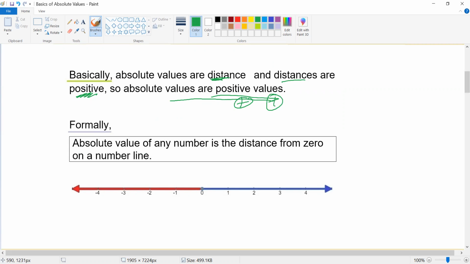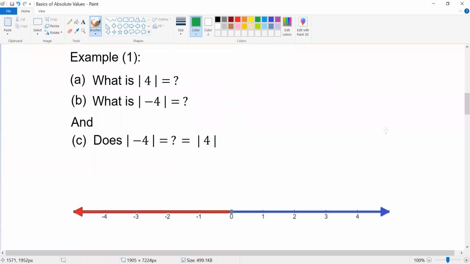Formally, the absolute value of any number is the distance from 0 on the number line. So what do we mean by this? Let's take a look at our first example here.